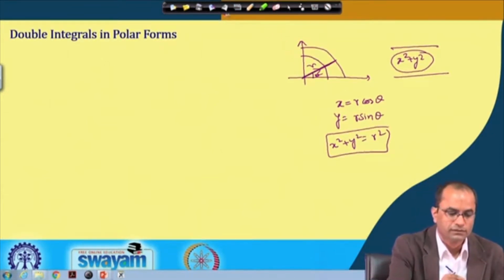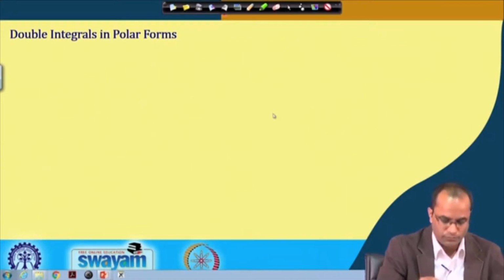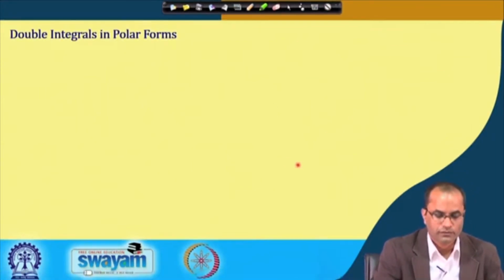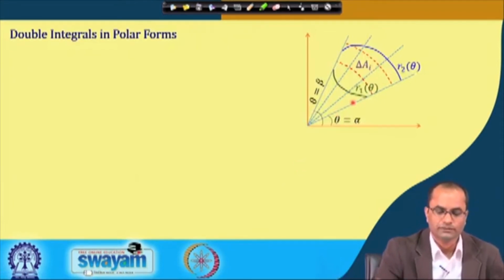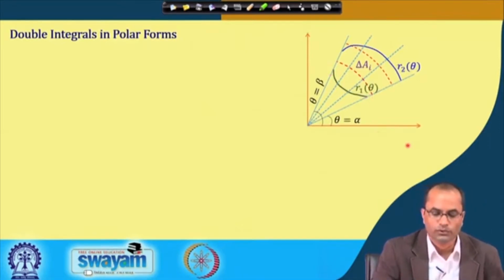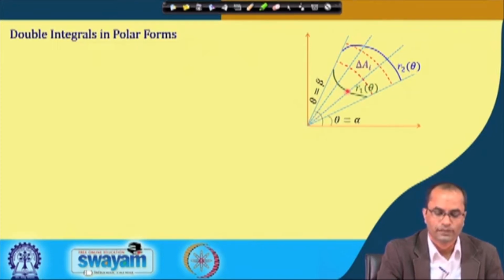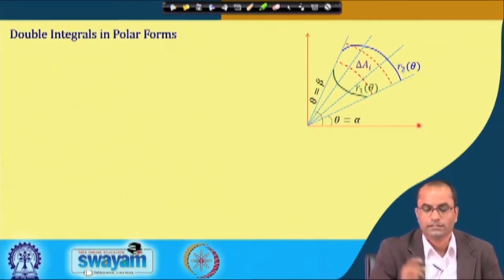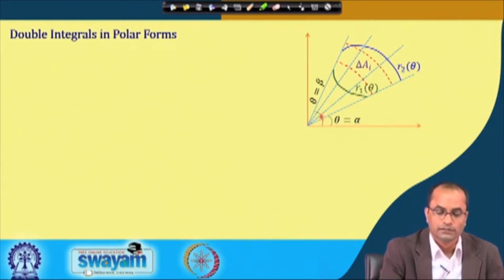So, let us discuss now. Suppose we have this situation here. The domain is bounded by this curve, r2 of theta, which is a function of theta, and another curve r1 of theta. So, we are talking about the polar coordinates: the distance from the origin to this point will be r and the angle from the theta equal to 0 axis will be theta.